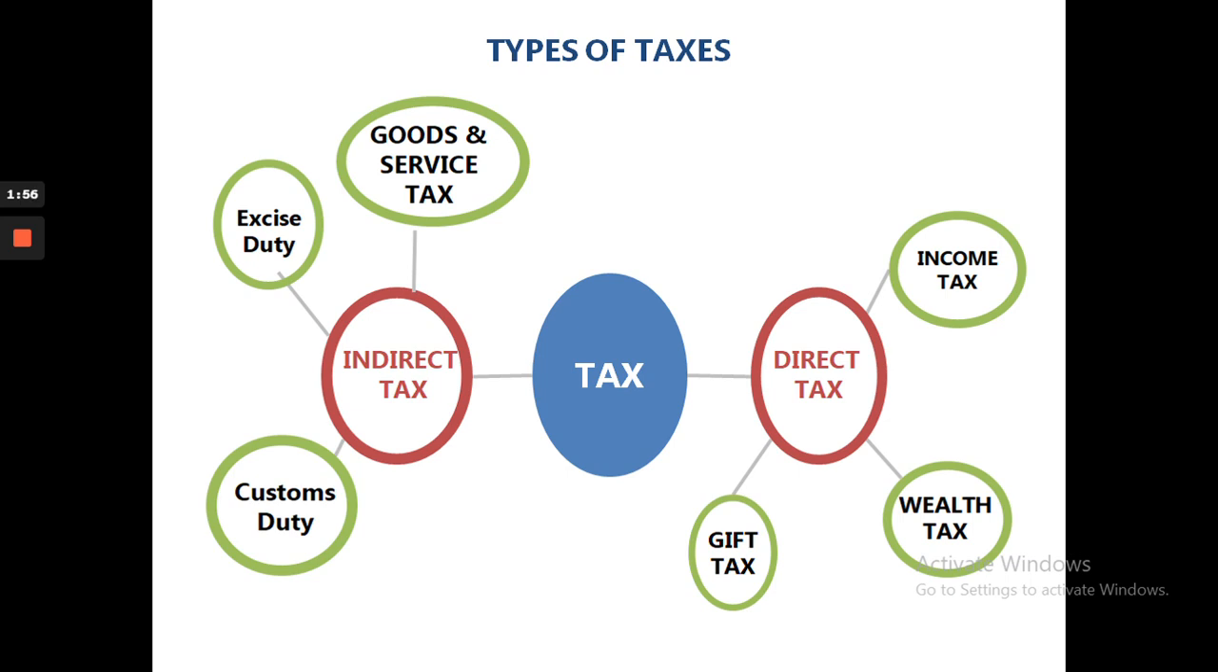Other types of direct taxes are gift tax as well as wealth tax. Again, direct taxes can be further classified into income tax and corporate tax. Income tax is a tax levied on the income of individuals or a Hindu undivided family or any other taxpayer other than corporates.